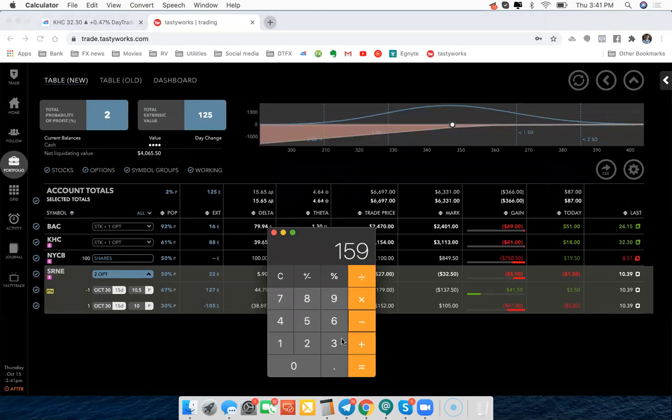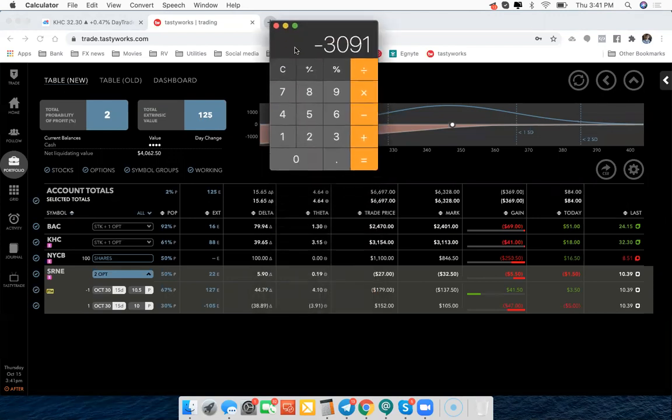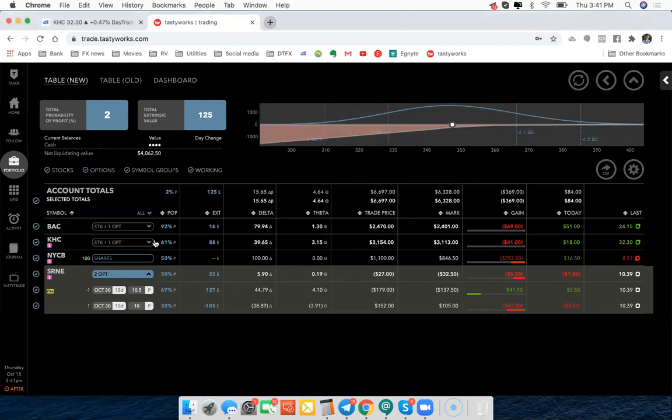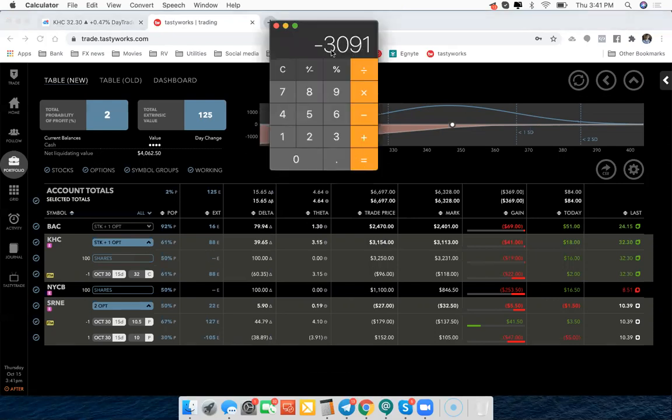So 159 minus our 32.50 assignment, we're assigned at $32.50, puts our break even on the stock at $30.91, right? Because we get to subtract 159, which is our option profits on both sides, from the stock price of $32.50.